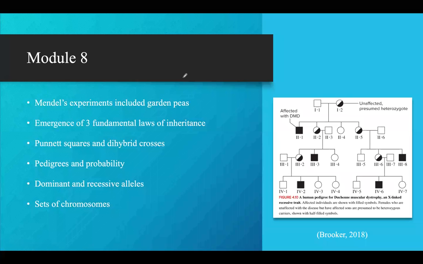In Module 8, we begin by learning about Gregor Mendel and his substantial contribution to the realm of genetics. His experiments included garden peas. It was a model organism, with fairly easy observable traits, and it was easy to cross and grow. Through these experiments, he developed the three laws of inheritance: the law of dominance, the law of segregation, and the law of independent assortment.